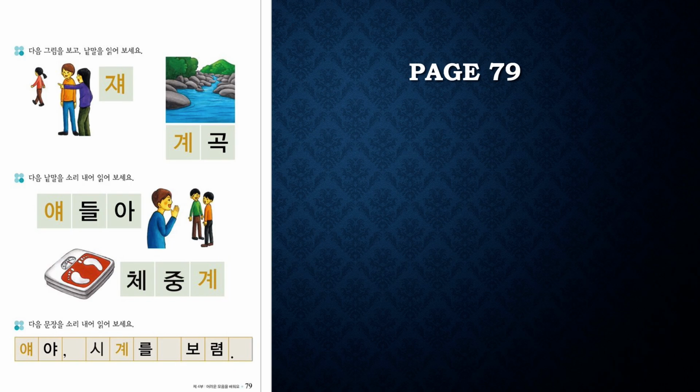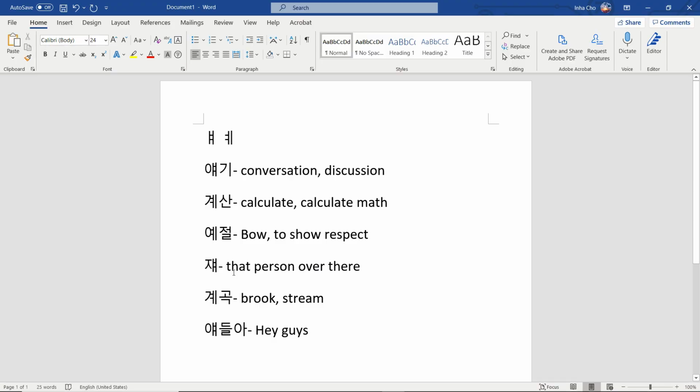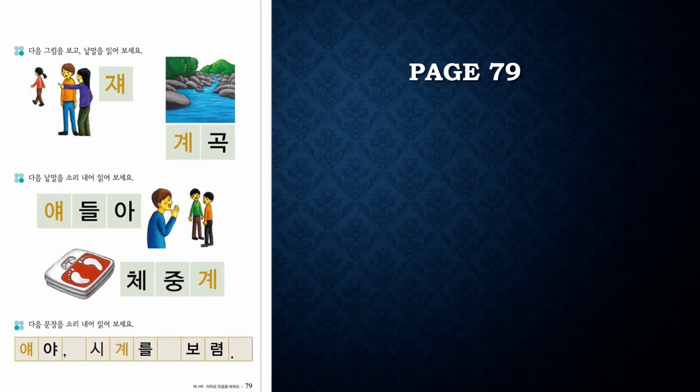Alright. For the second one is 체, 주, and then 이응 받침, and 이응 받침에서 응 sound. So it's 체, 중, and then 계. 계 is of course spelled exactly the same as this one here and pronounced the same. So 체중계. This is where you measure your weight. The thing that measures your weight is 체중계.